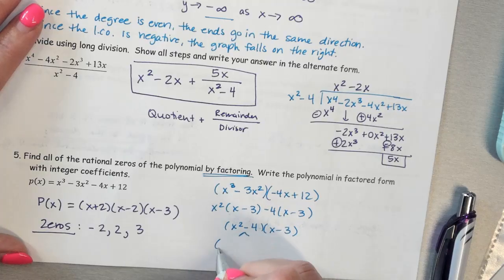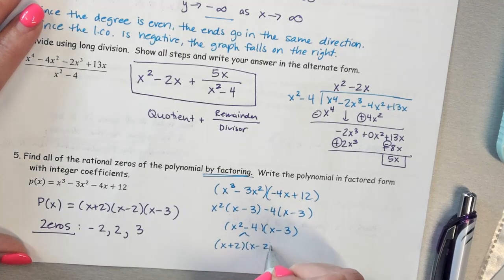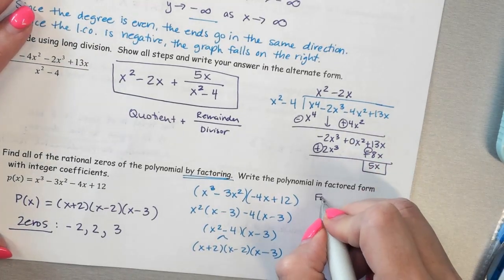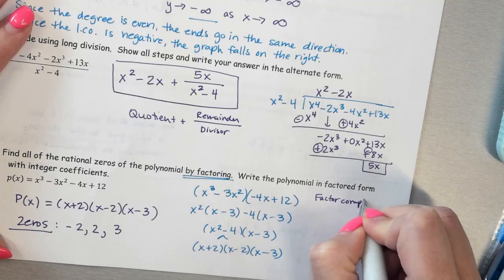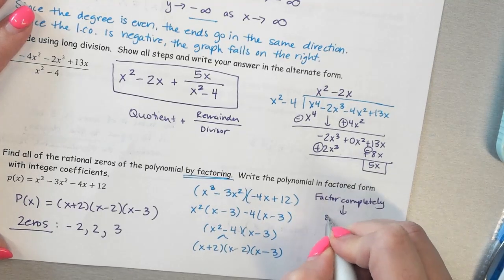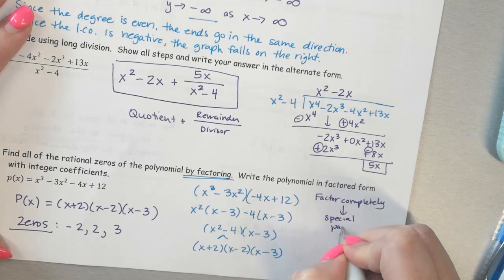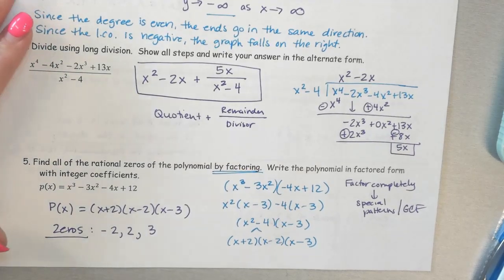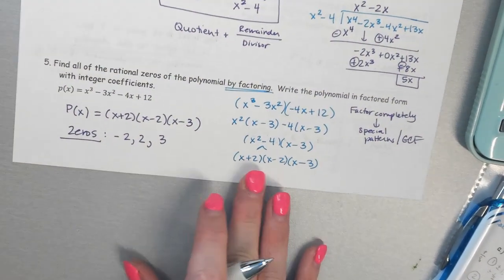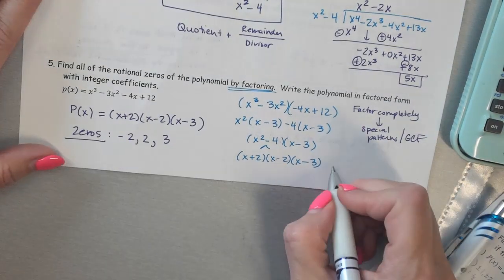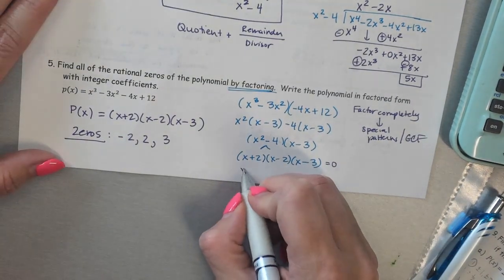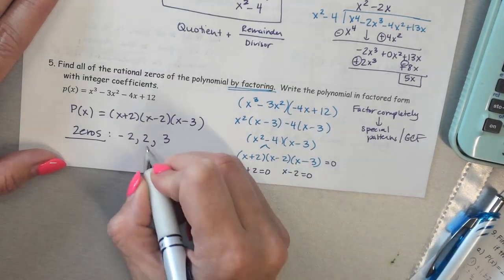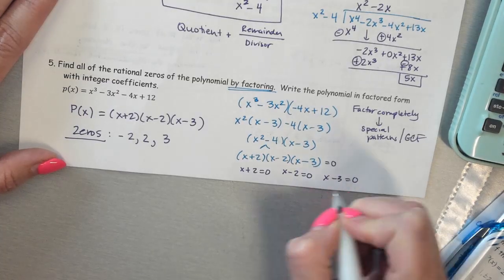And then we do have to make sure we include any patterns. So if it says factoring, you have to factor completely. And that means if there are any special patterns, okay, or a GCF, you have to make sure to take those out. Once you have it factored, to find the zeros, everything is just equal to 0 and you would solve. So if you set x plus 2 equal to 0, you get x as -2. If you set this equal to 0, you get 2. If you set this equal to 0, you get 3.